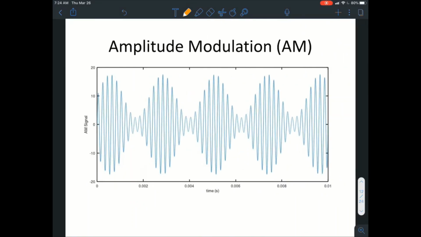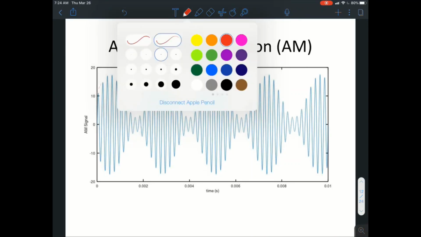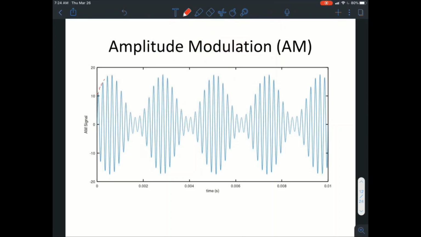Alright, so welcome back. So when we have this amplitude modulated wave, one of the things that I want you to know, and the way we extract the information from the amplitude modulated wave is from what's known as the envelope. And the envelope is just this dotted line. It's the outline of the outermost portion.